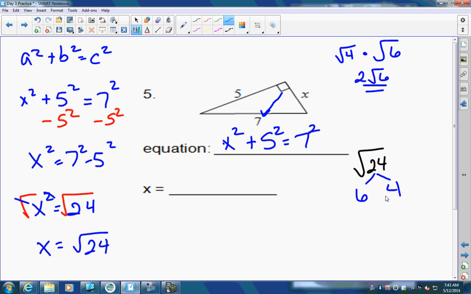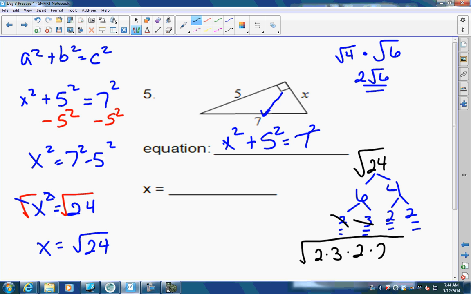But if we go ahead and break it all the way down, my 4 breaks down into 2 and 2. Remember, I underline these, so I remember that's as low as they go and I don't forget them. 6 is 2 times 3. So now, underneath the square root sign, I have 2, that's this one, times 3. And then I have 2 more 2's. Now, it takes 2 to come out of the house. That's where my 2 comes from. So that's why my answer is 2 square root. There's nothing else I can take out, so 2 times 3 is 6.